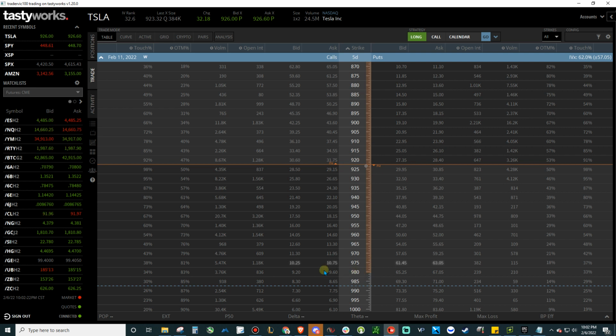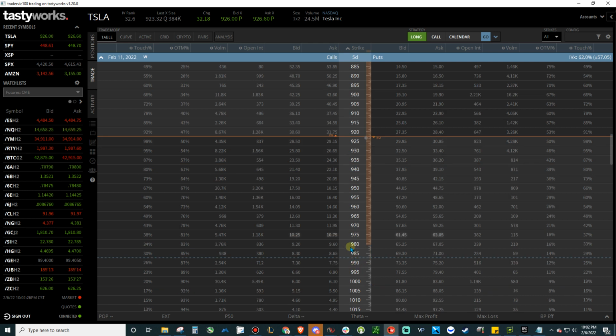So they got the 980s priced at $10. That tells me that there's actually 10 points. They're pricing in 10 points more at 980, and the reason they're pricing in 10 points is because it's worth $10. I'm calling it 10. It's really worth like 9.5. So it's 9.5 points. So they're saying that the potential for Tesla right now is to close 995 by this Friday. That's what these premiums are saying.